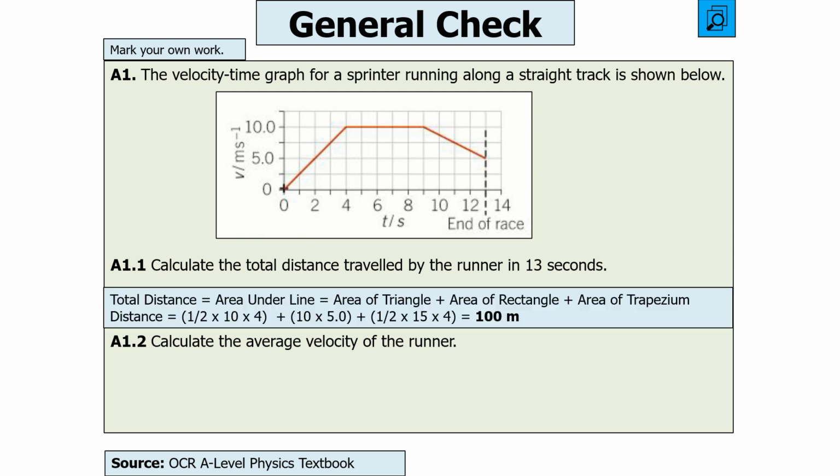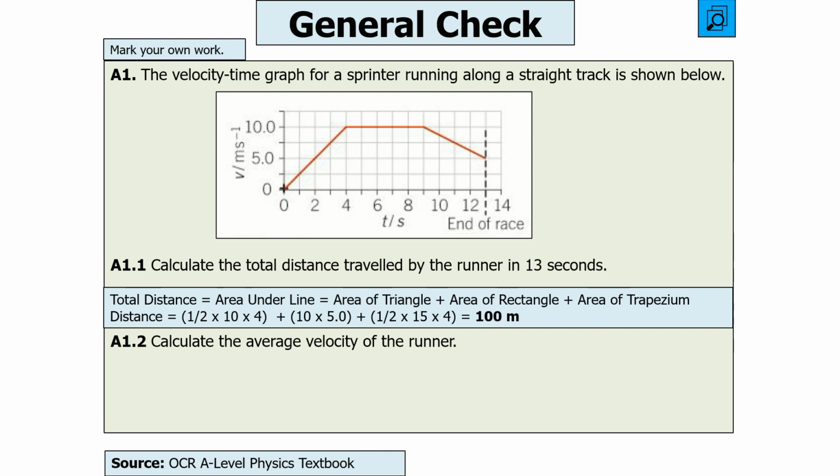So you can split up the area under the line into three different shapes. You've got your triangle, you've got your rectangle, and you've got your trapezium in those three different segments. So again, you work out the area of the triangle with a half base times height. We then work out the area of the rectangle with base times height. And then again, we work out the area of the trapezium with a half base times height. So you work it all through and you get 100 meters.